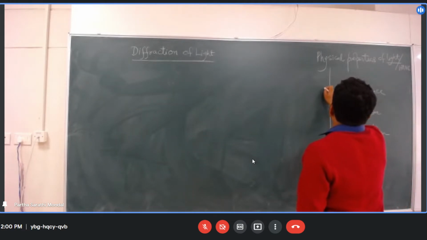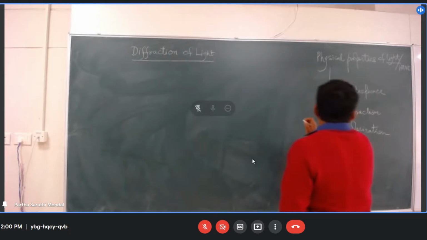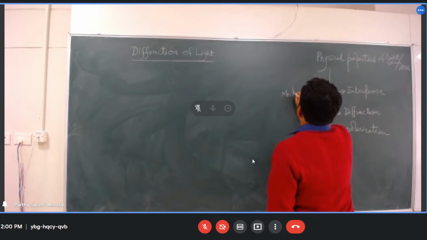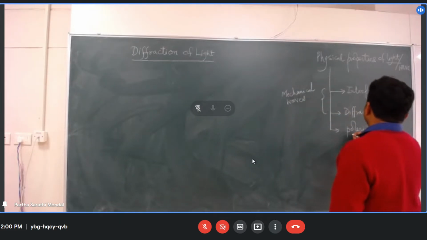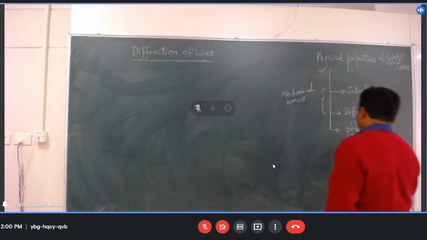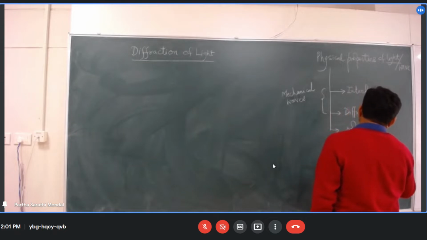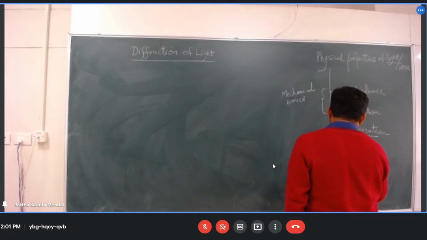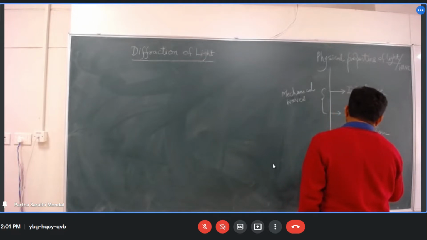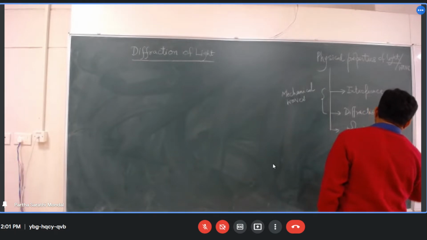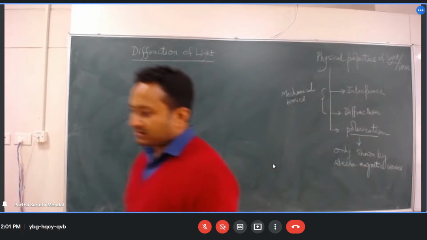Of these, these two properties are also shown by mechanical waves. But this property, polarization, is the only property shown by electromagnetic waves only. Can you give me one example of a mechanical wave?